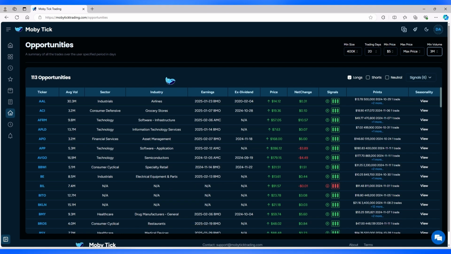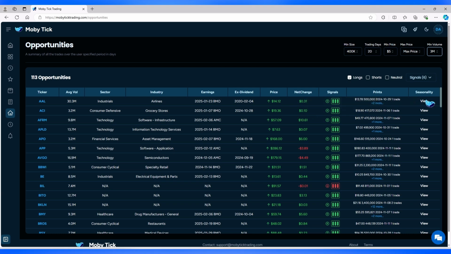Why I chose 3 million is that the stocks are more liquid, so the average volume is 3 million or higher, and we can see that here. For example, AAL, its average volume is 30 million. And we also have the sector, the industry, their earning dates, the ex-dividend date. And then we see here that the price is 14.12 and it's green, because for the prints, 13.78 is the highest in this price range, and the low is 12.97. So we're above this print range. And so the net change on the day is 31 cents. So we're actually above the prints, up on the day.